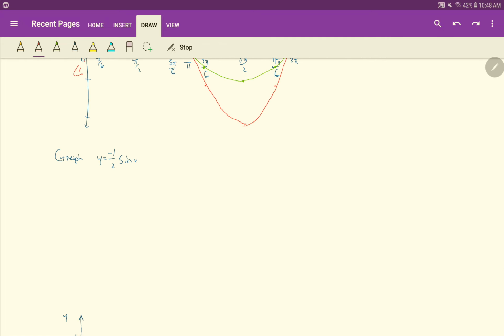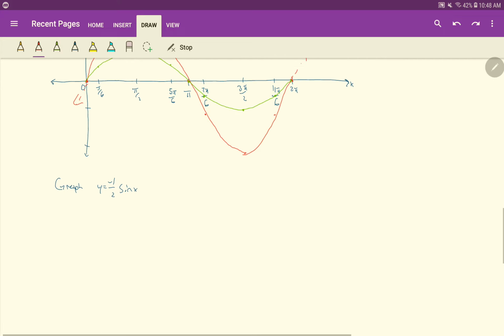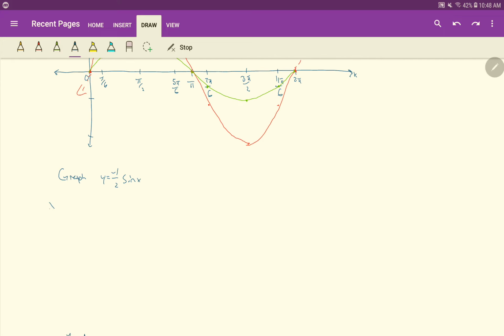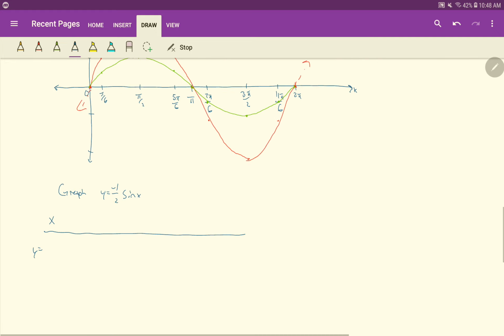I will do one more here, and this one we'll do with -1/2 sine of x. When I go to fill out my table here, though, I'm going to pick slightly different, well, not different, but fewer values for x. When it comes to graphing, for one full wave, I only really need to come up with 5 points. You'll notice up here we did more than 5, right? And I'll show you what 5 points I would like you to do.